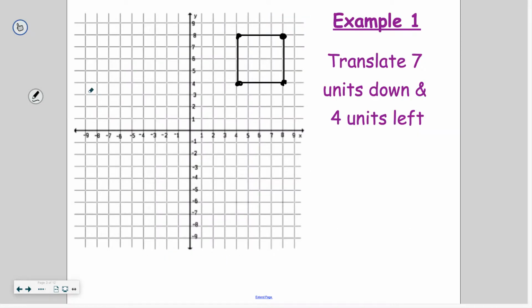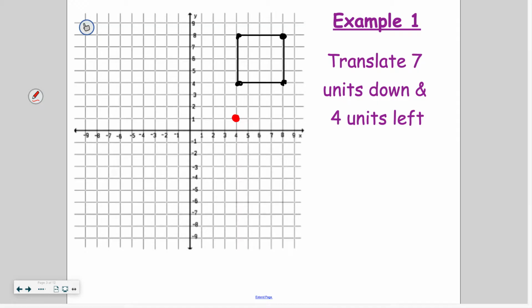So for this first example, we have our original figure, and it's asking us to translate 7 units down and 4 units left. So what you need to do to start is pick one of the points. I'm going to start with this top one and simply count. So we go down 1, 2, 3, 4, 5, 6, 7 spots. And then from here we need to go 1, 2, 3, 4 to the left. So that is my new point for the top of my square.